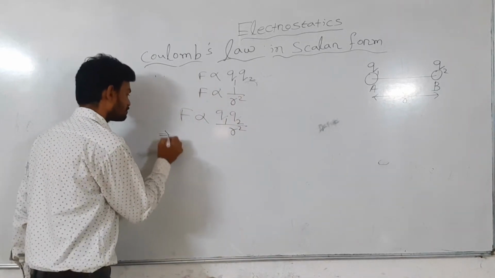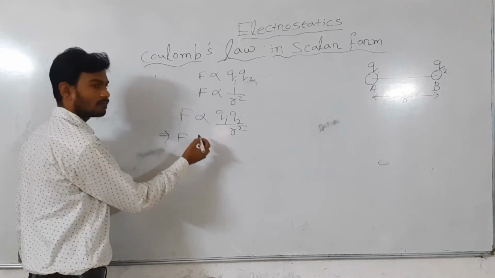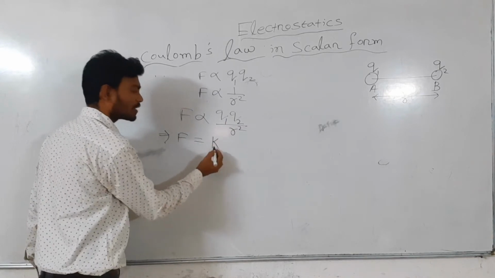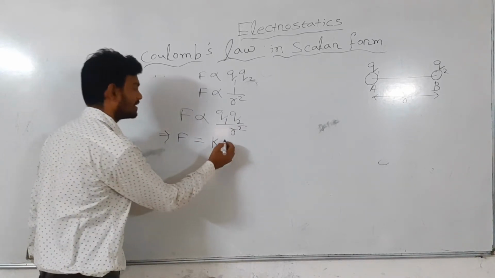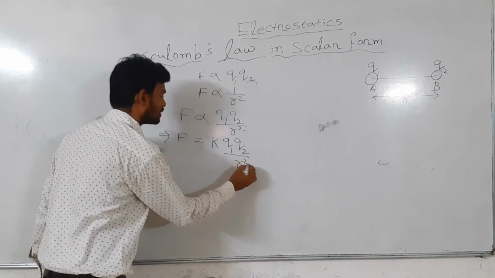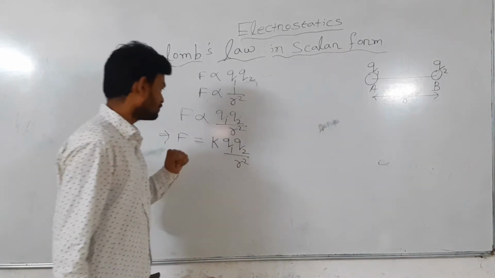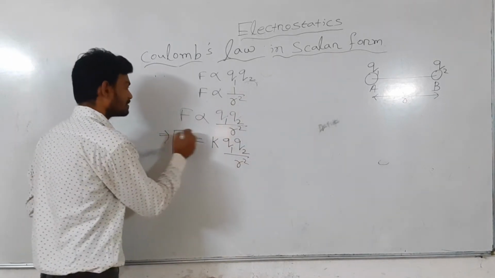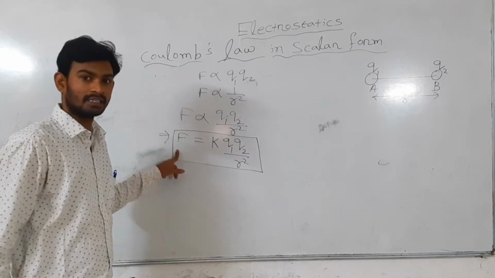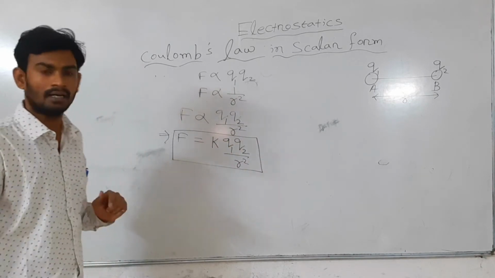That implies when we put an equal sign in place of proportional, then we have to put a proportionality constant. Let it be K. Then it will be K Q1 Q2 divided by R square. So F is equal to K Q1 Q2 by R square. Now this is Coulomb's law. So what is the electrostatic force according to Coulomb's law? F is equal to K Q1 Q2 by R square.